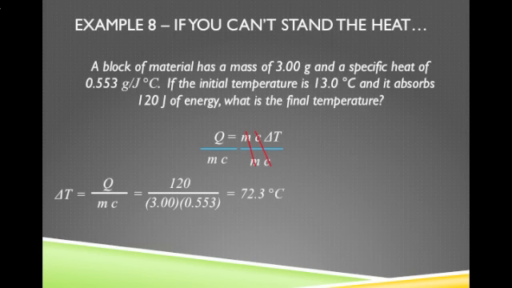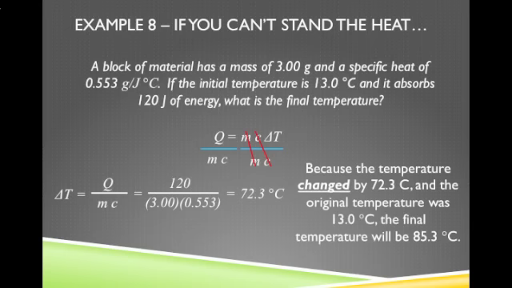72.3 degrees Celsius. I guarantee you on a quiz or test that will be an answer choice, and it will be wrong because that is the change in temperature. It changed by that much, and so since the original temperature was 13.0 degrees Celsius, the final temperature is going to be this plus this, which gives you 85.3.